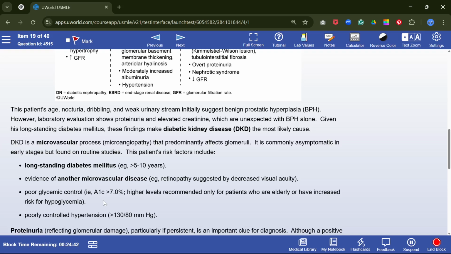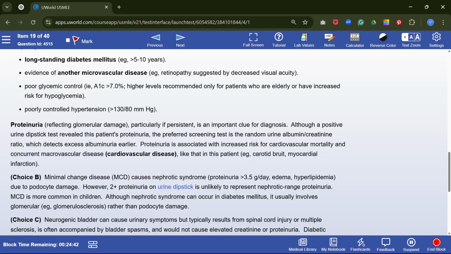Diabetic kidney disease is a microvascular process, microangiopathy, that predominantly affects the glomeruli. It is commonly asymptomatic in the early stage, but found on routine studies. Risk factors include long-standing diabetes mellitus, more than 5 to 10 years, evidence of another microvascular disease such as retinopathy suggested by decreased visual acuity, and poor glycemic control, A1C more than 7.